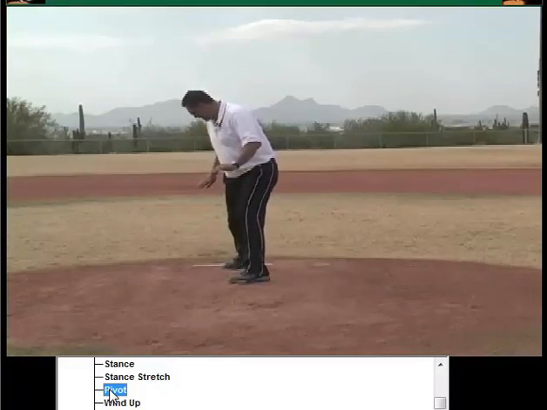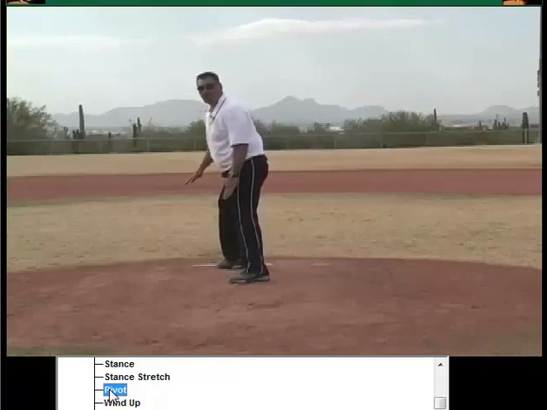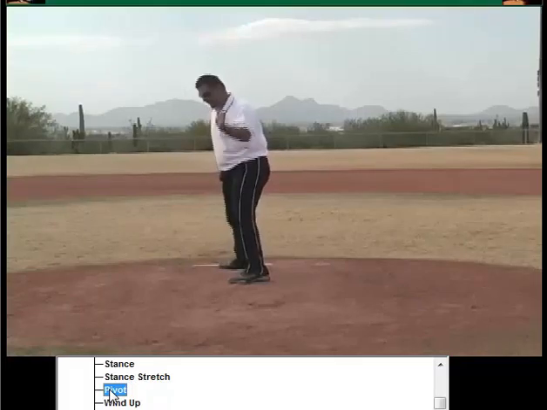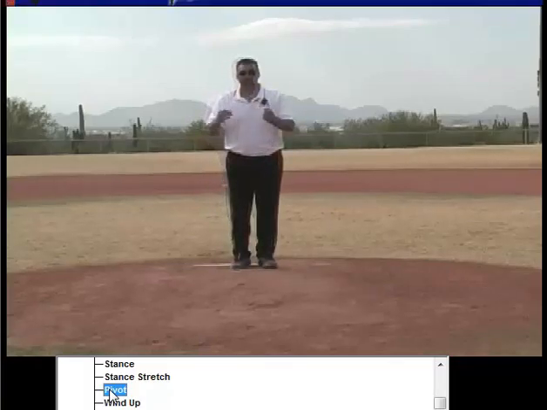I won't have as much effectiveness laterally with my drive if my foot is positioned this way or slightly open this way. So I want to make sure that I'm parallel to the rubber so I have a good drive and a good brace to push up against. I use this in my career as well.